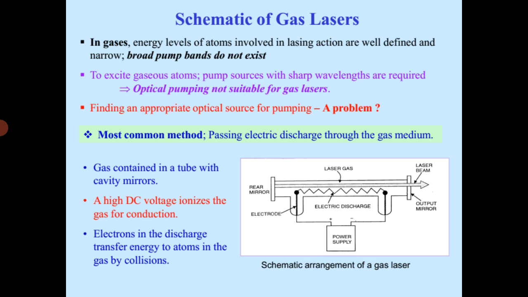In gases, the energy levels of atoms involved in lasing action are well defined and narrow. Broad pump bands do not exist. The gas is contained in a tube with cavity mirrors. A high DC voltage ionizes the gas for conduction. Then electrons in the discharge transfer energy to atoms in the gas by collision.